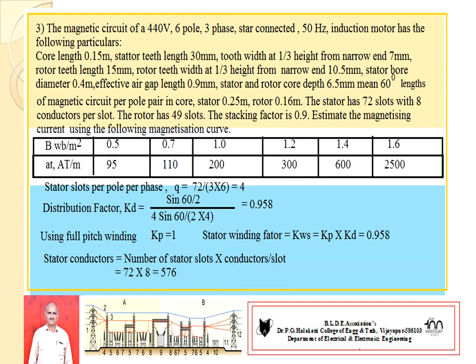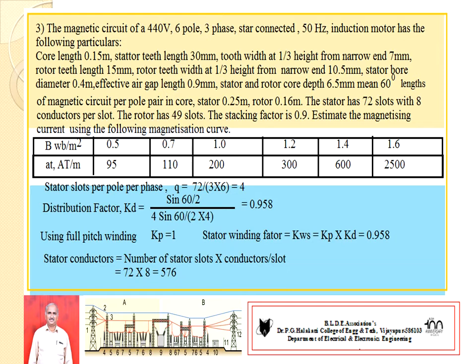Because as compared to previous problem, coil span is given in previous problem. Now there is no such data available. Hence we have to assume full pitch winding. Hence for full pitch winding Kp equal to 1. Finally you calculate stator winding factor kWs.